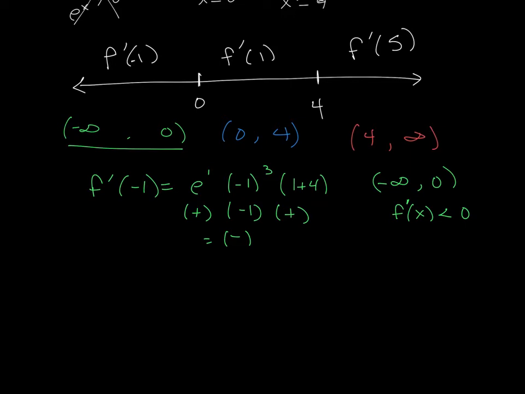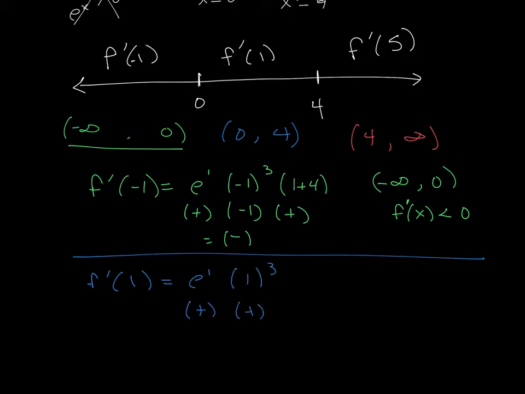Now the next one we're going to do is f prime of 1. When I plug that in, again, that e to the 1 will always be positive. That's 1 to the 3rd power, which will also be positive. And then 1 plus 4 will always be positive. So what that tells me is in that next interval from 0 to 4, the derivative of my function will always be greater than 0.